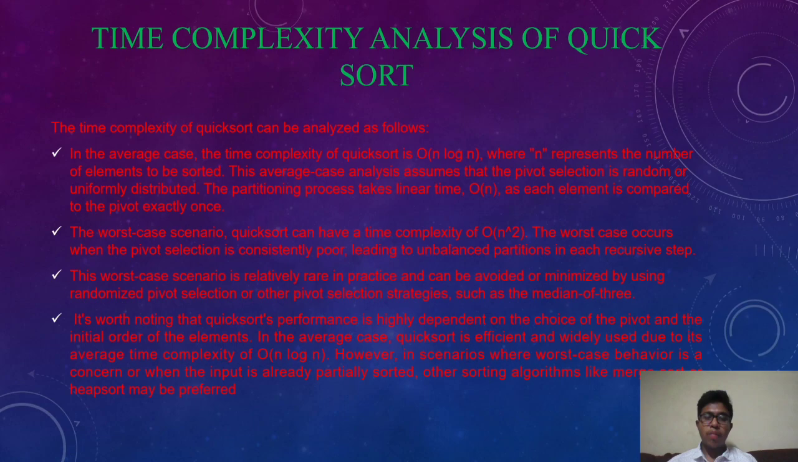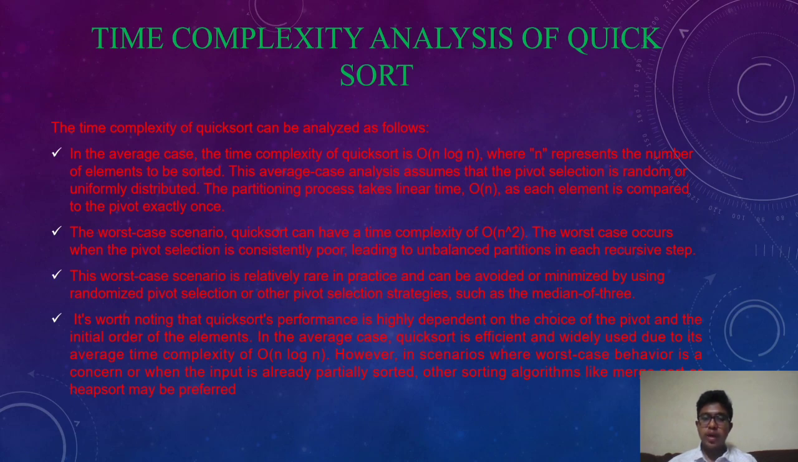Next, complexity and analysis of Quicksort. The time complexity of Quicksort can be analyzed as follows. In the average case, the time complexity of Quicksort is O(n log n), where n represents the number of elements to be sorted. The average case analysis assumes the pivot selection is random or uniformly distributed. The partitioning process takes linear time, O(n), as each element is compared to the pivot exactly once.